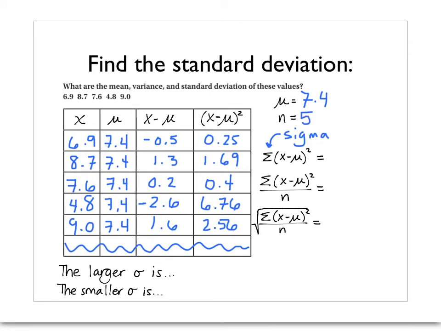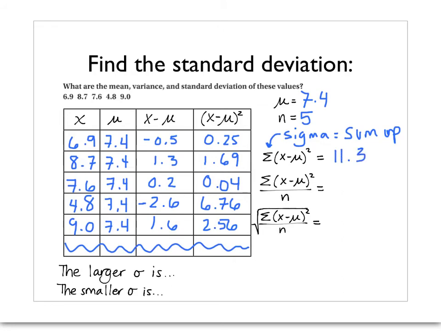Okay, sigma. And what that means is sum up. In other words, add up everything that comes after sigma. So what this is asking me to do right here is to add up all of the values in this last column. So 0.25 plus 1.69 plus 0.4. Oh, I made a mistake right there. It's 0.04. Okay, fixing. 0.04 plus 6.76 plus 2.56, and we end up with 11.3.